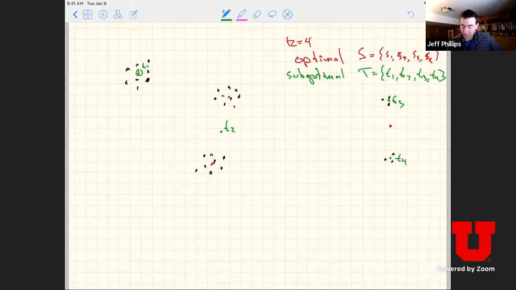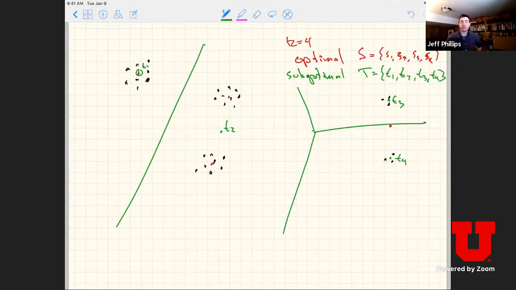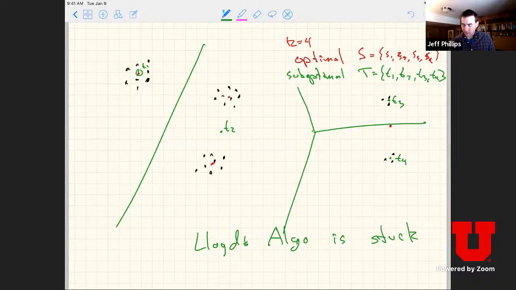Okay, let's draw the Voronoi diagram here. I'm going to get this for these sites. Okay, so this is the Voronoi diagram for the suboptimal set of the sites T. It's stable. I'm not going to update. If I start in this configuration or if I get in this configuration after some number of steps, the algorithm is not going to move, right? So Lloyd's algorithm is stuck, right?